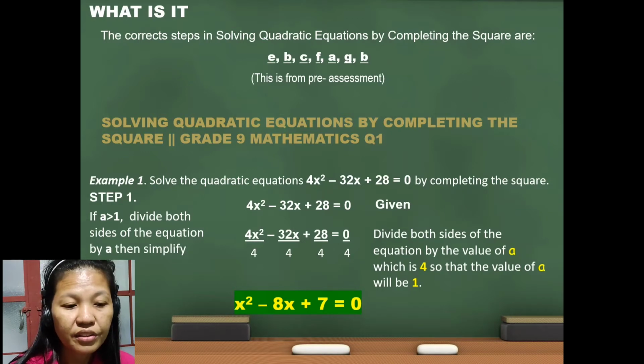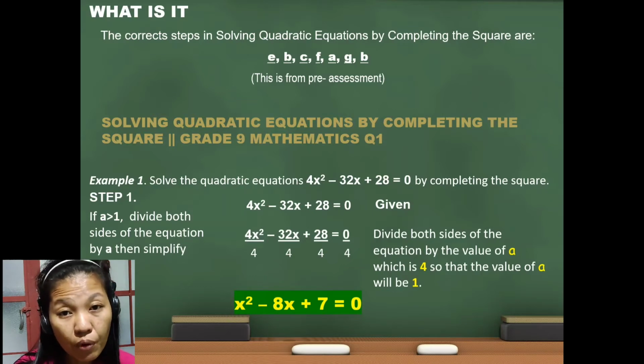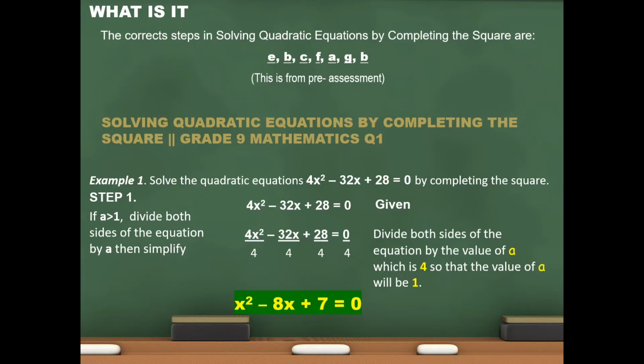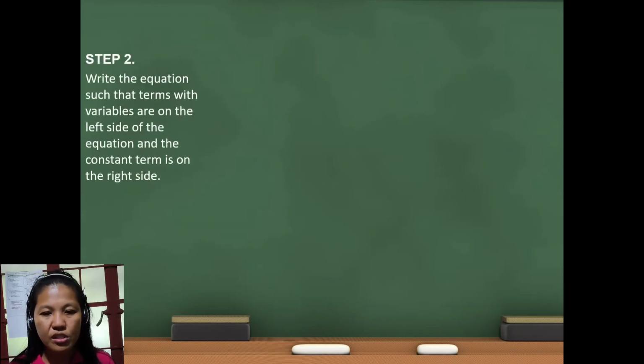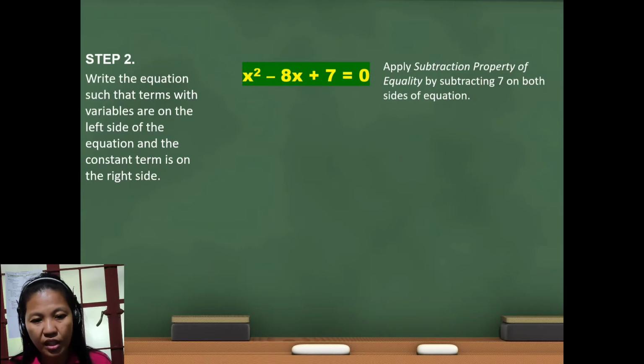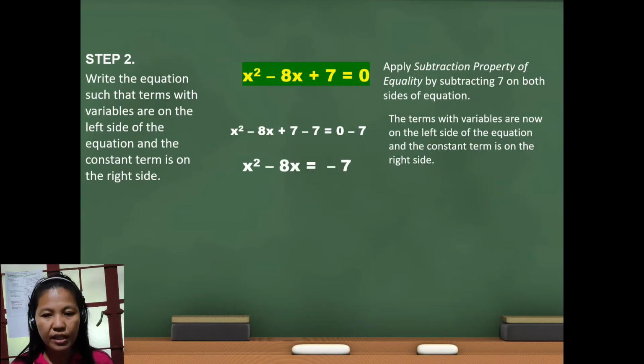Make sure that a is greater than 1 by dividing both sides of the equation by a, then simplify. The simplified form is x squared minus 8x plus 7 equals 0. Step 2. Write the equation such that the terms with variables, x squared minus 8x, are on the left side of the equation and the constant term 7 is on the right side. We are now going to apply the subtraction property of equality by subtracting 7 on both sides of the equation.